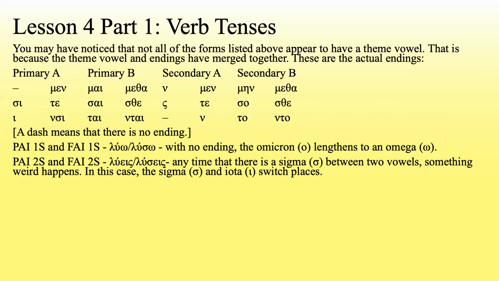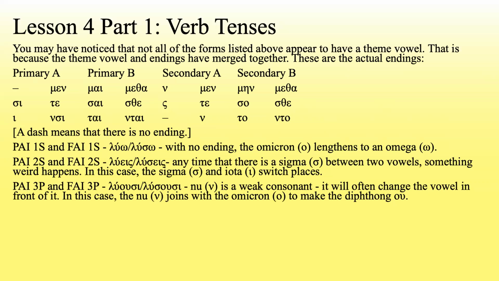Anytime there's a sigma between two vowels, something weird happens. Normally it's going to drop, though it doesn't here. The sigma and the iota switch places. But there are going to be other forms of other verbs where the sigma and the iota are going to be in this order. That's why we're paying attention to this now.